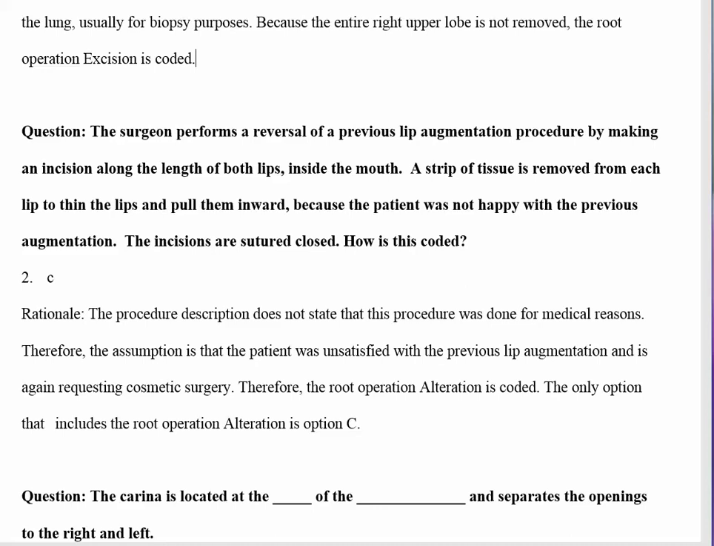What is the root operation? It says this patient is having a reversal of a previous lip augmentation procedure. There's no information that this is for a medical reason. There's no information that the patient has a burn, or that the patient's lips aren't working properly because of some anatomical component. So based on our review of our root operations, the best root operation that would fit is alteration.